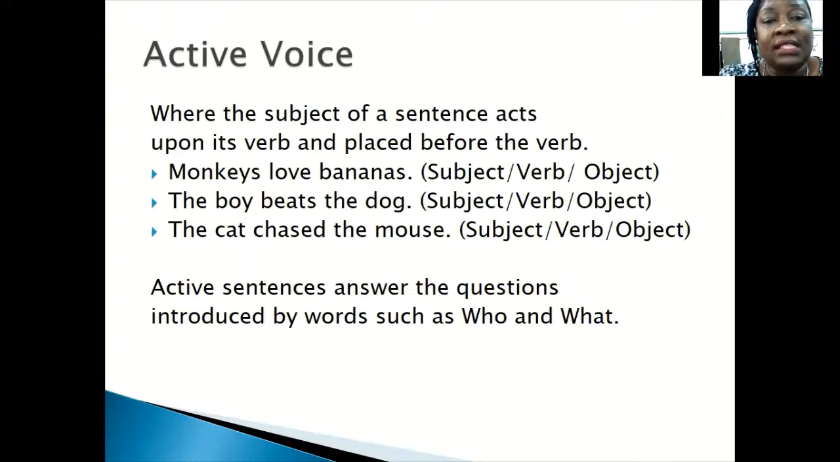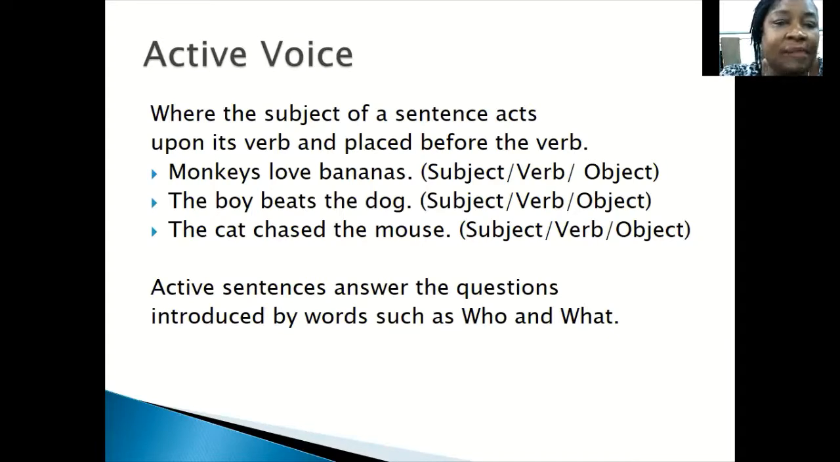In the case of the active voice, we can explain it by saying where the subject of a sentence acts upon its verb and is placed before the verb, the voice is active. Let me take that again. Where the subject of a sentence acts upon its verb and is placed before the verb, we can say it is of an active voice quality. Let's look at some examples.